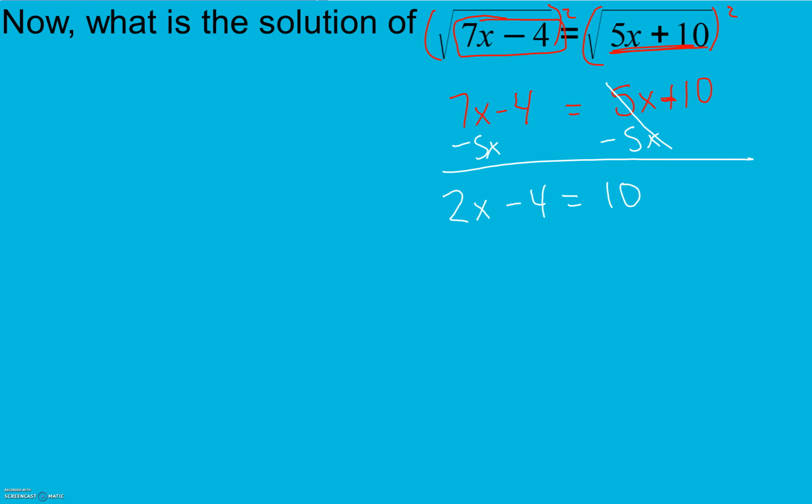And now from here we evaluate, now that all of our variables are together on one side, what do we do next? Well, here I just have x in one spot. It's linear. So I'm going to go ahead and get that x by itself. To get rid of a minus 4, I add 4.